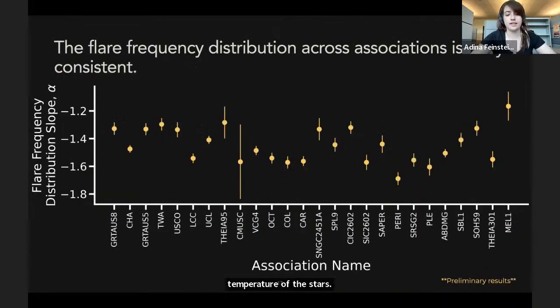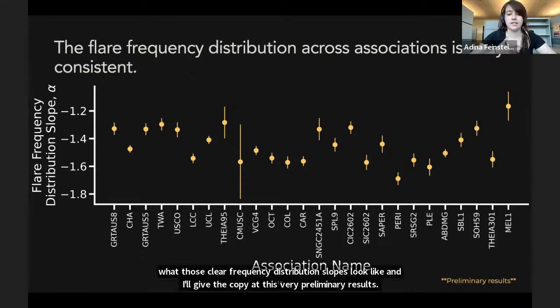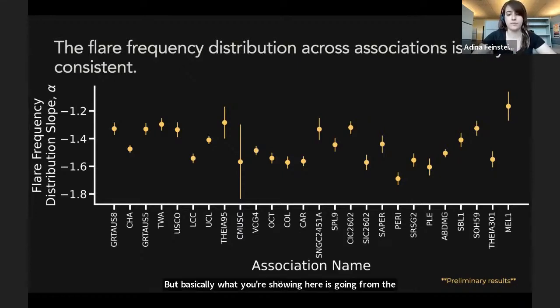So I wanted to highlight across all of the associations what those flare frequency distribution slopes look like. And I'll give the caveat that these are very preliminary results. But basically what you're seeing here, going from the left-hand side, which is a group that's about 4.5 million years old, all the way out to a group that's 250 million years old on the right-hand side, is that the flare frequency distribution slope isn't changing by much. For those of you who are used to exoplanet atmospheres, you're used to looking at flat lines, and here's another flat line for you to look at, where you're not seeing any kind of evolution over time.